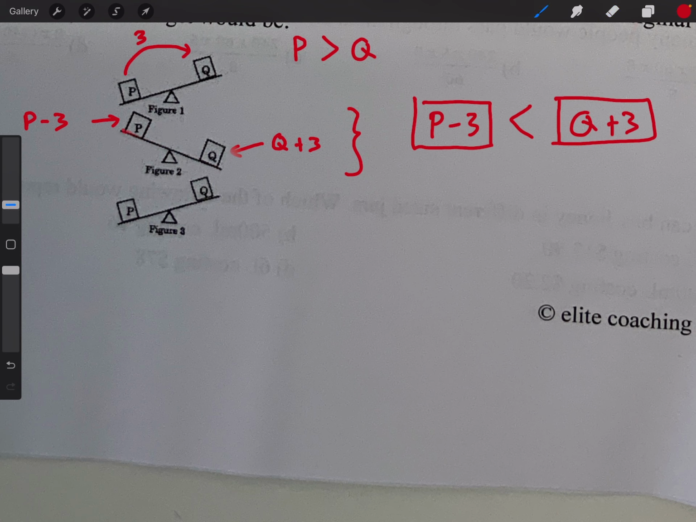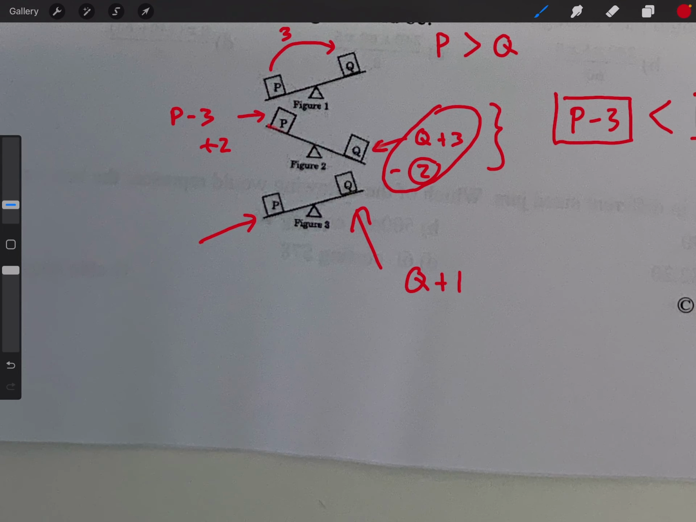And then from this point, we're going to take 2 marbles from here, so from Q, and give it to P. So we're going to have this situation here. Now Q went up by 3 marbles, but it went down by 2 marbles. So that means that it only went up by 1 marble. So in this box, we're going to have Q plus 1. And in this box, well, P was down by 3 marbles, but it went up by 2 marbles. So that means it's still down by 1 marble, P minus 1.